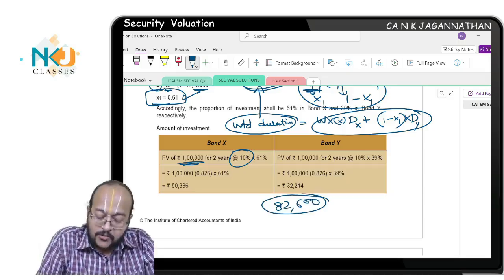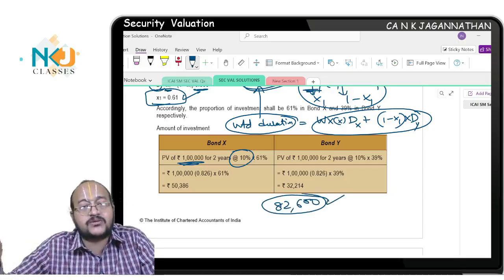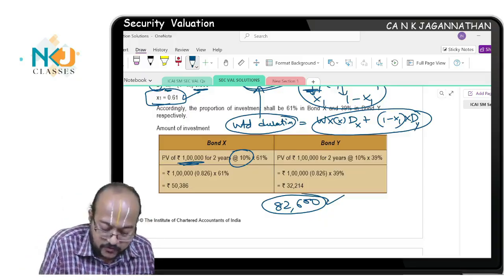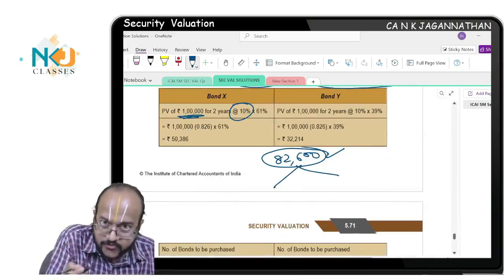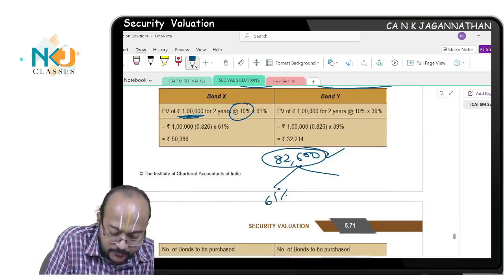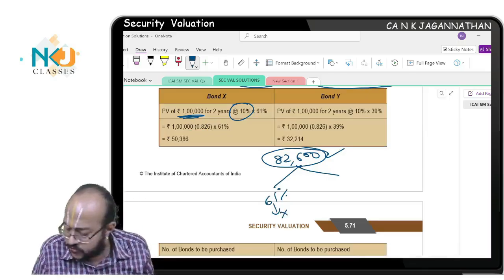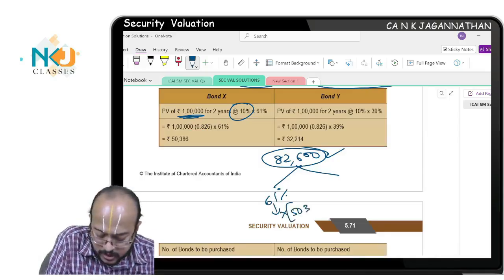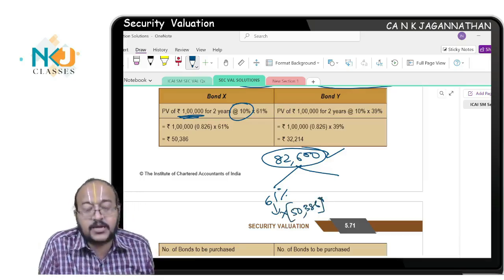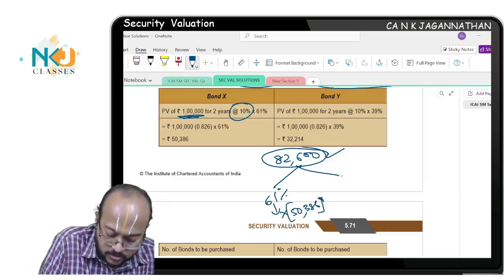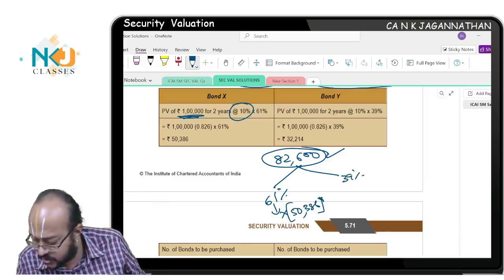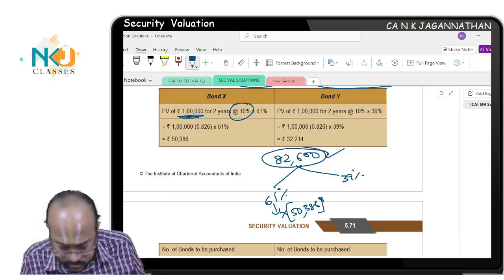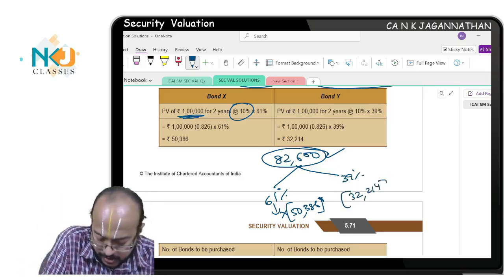Are you all understanding? If you invest 82,600 today at an interest rate of 10%, after 2 years it will mature to 1 lakh, which is your requirement. Out of this, 61% you need to invest in X. What is 61% of 82,600? It is 50,386. This is the amount you need to invest in bond X. And 39% of 82,600 is 32,214. Are you all understanding this?